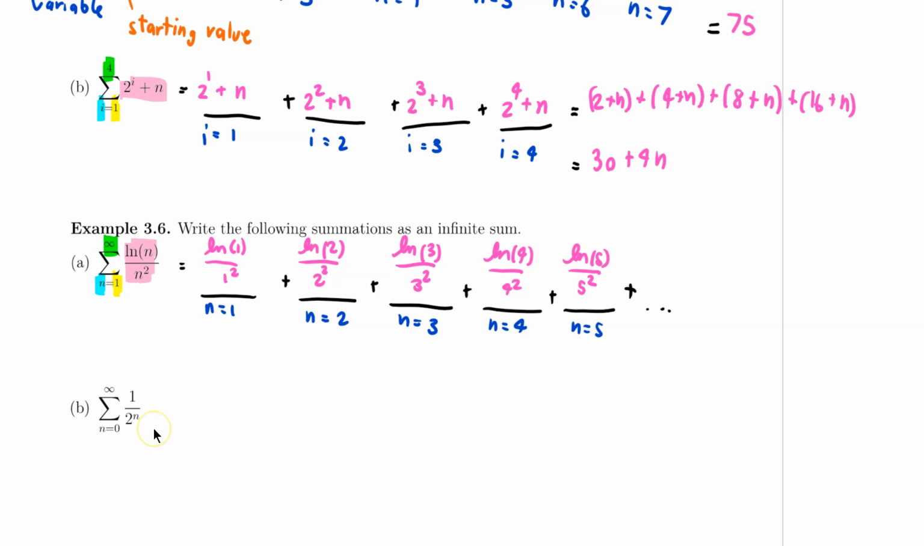Now let's do the last one here real quick. Here the terms that I'm going to be adding up are 1 over 2 to the n, and my n is going to start from 0. So let me now write what these are going to be. When my n is 0, I'm going to get 1 over 2 to the 0, plus 1 over 2 to the 1, plus 1 over 2 to the 2, plus 1 over 2 to the 3, plus 1 over 2 to the 4, and so on. So here I have written this summation as an infinite sum.